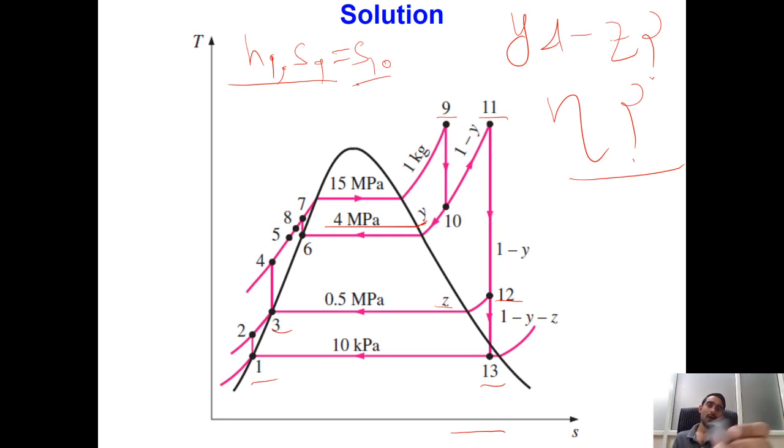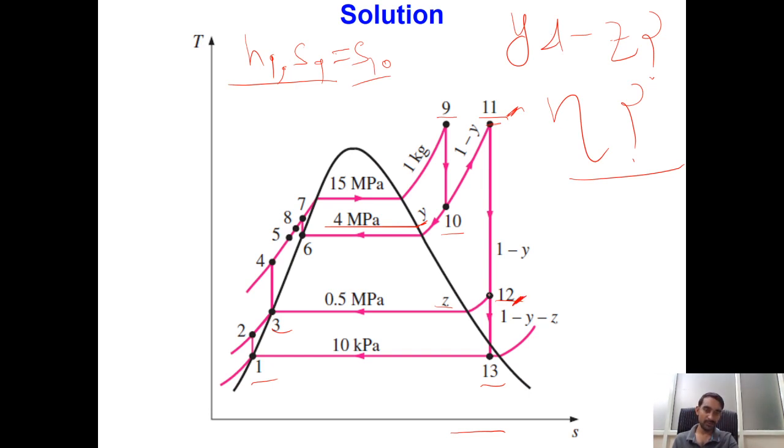It means now at point number 10 I know both the entropy as well as the pressure, so I can determine the value of enthalpy at point 10. After that, at point number 11, the pressure is 4 megapascal and temperature is 600. So once again you can determine the enthalpy from the superheated table as well as the entropy. Process 11 to 12 is isentropic, so whatever the entropy of point 11 is, same will be the entropy of point number 12.